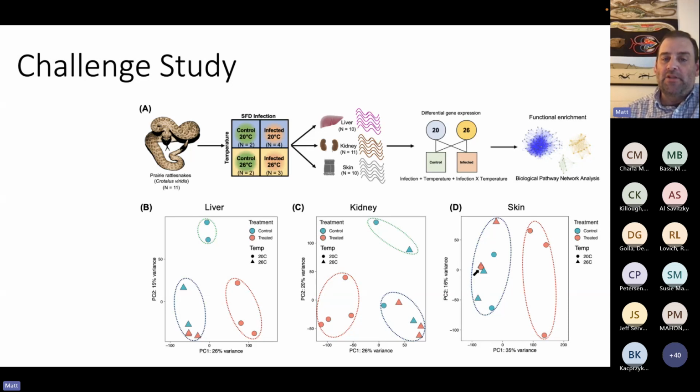But one of the challenge studies, we looked at both control and treatment animals at two different temperatures for prairie rattlesnakes. And we looked at what genes were being expressed in the liver, kidney, and skin. And what we can see is that the cold treated animals responded really differently in the liver and the kidney and the skin than the warm treated or the control animals. And the cold treatment animals had 100% mortality, whereas the warm treatment animals only had a 50% mortality.